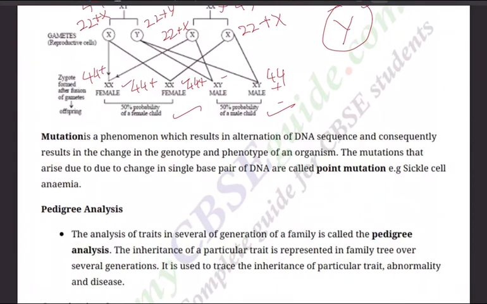So there will be something called sudden changes. That's called mutation. Mutation is a phenomenon that results in alteration of the DNA sequence and consequently results in a change of genotype. And once there is a change in genotype, automatically the phenotype will also change. The mutations that arise due to a change in a single base pair of DNA are called point mutations. What is that single base pair? Like we said, remember, adenine and guanine and thymine and cytosine, so AT and GC. If there is any change at one point of the nitrogen base, then we say point mutation. For example, sickle cell anemia.